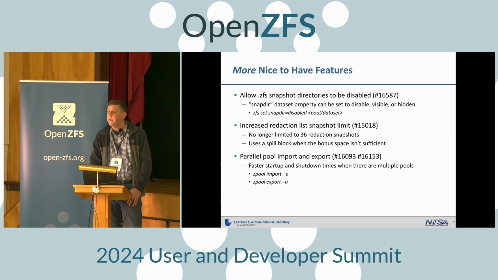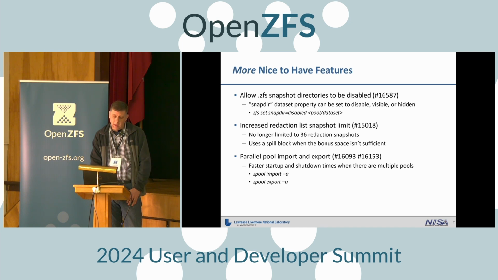So this was added just as another option to the snapdir property, and that was possible because of some additional work that was done in 2.2 to let us properly be able to extend existing dataset properties with new values. So that was a nice bit of work to dovetail on that.